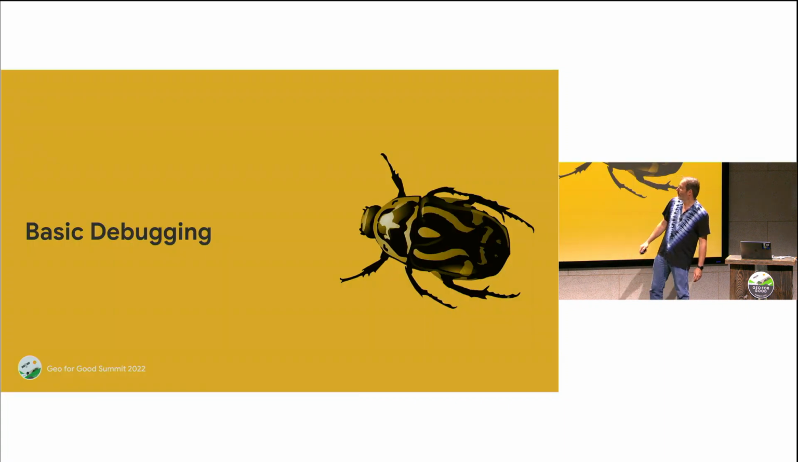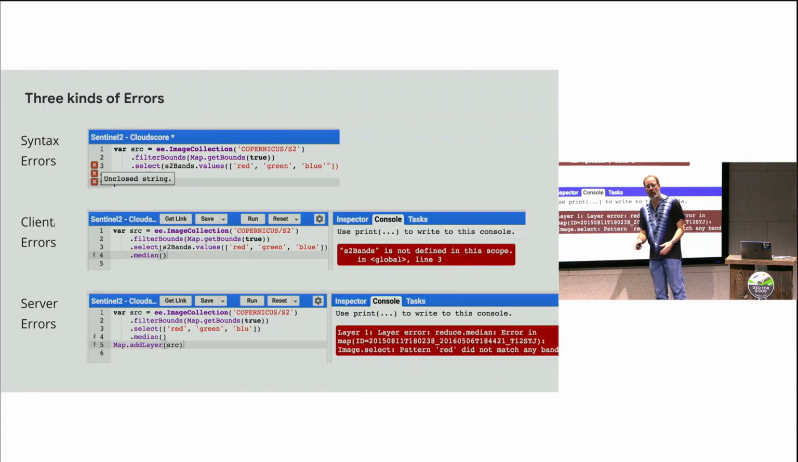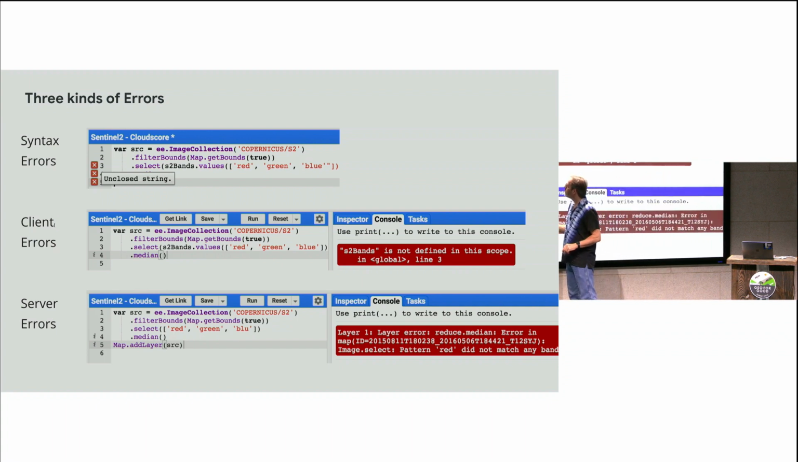So basic debugging. I'm going to assume you're using the code editor. If you're using Python, you've got other problems already. But in the code editor, there's some things that it does for you just straight off to help you do your debugging. Oh, look, a laser.